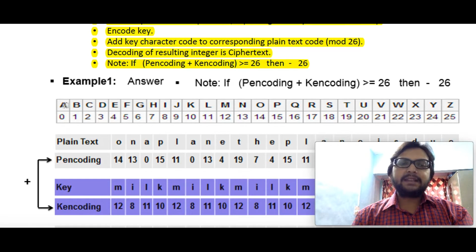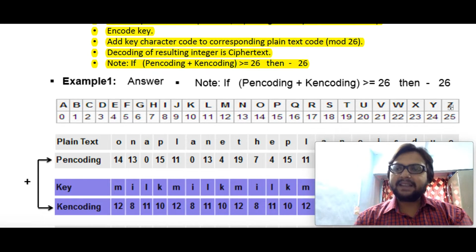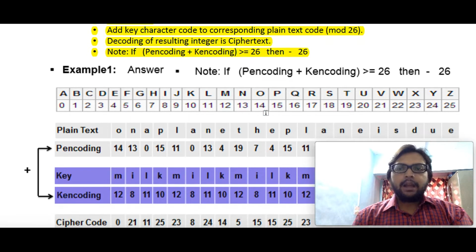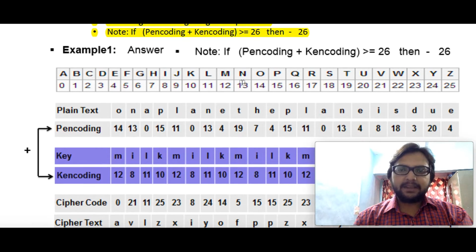Let's start assigning numbers from 0. For A, we assign 0, then 1 for B, 2 for C. The same way we assign all the numbers till Z. The last number which we assign to Z is 25. So from 0 to 25, total 26 characters. Now we are going to take this table as the reference to generate pen coding.